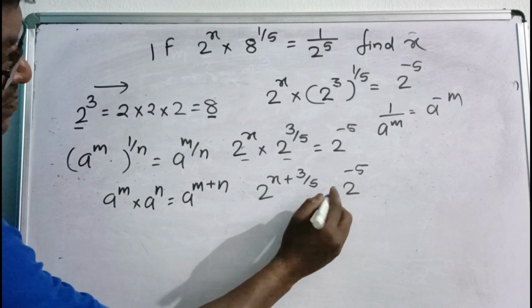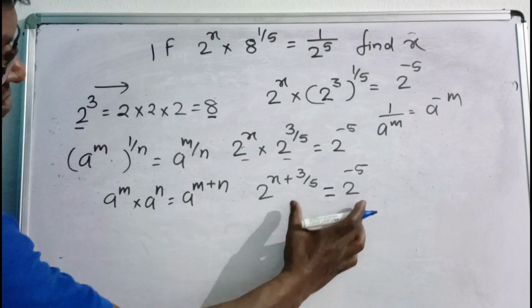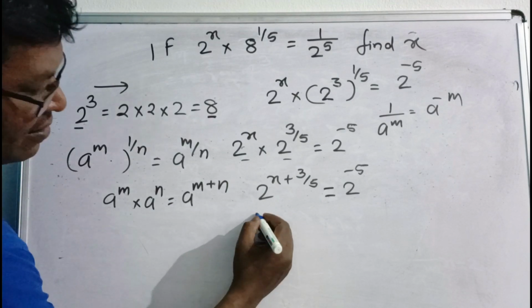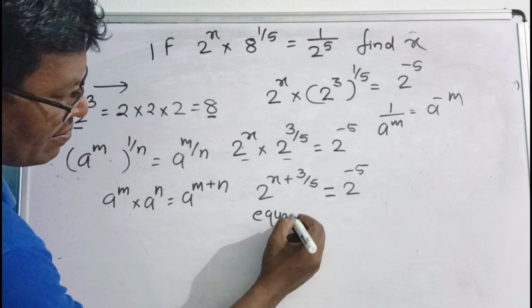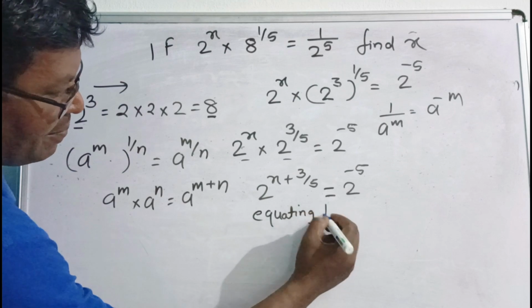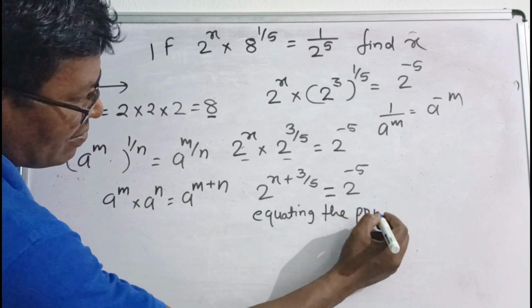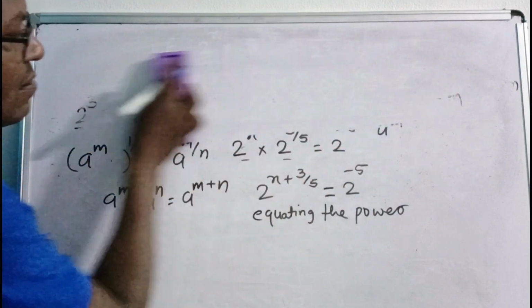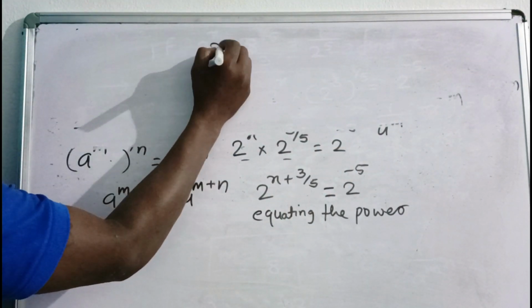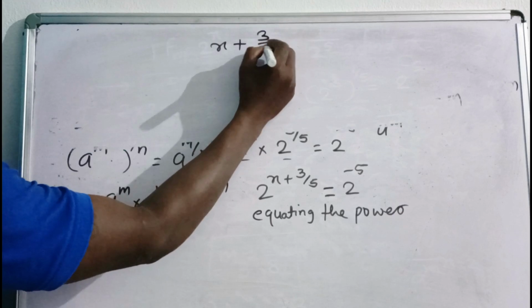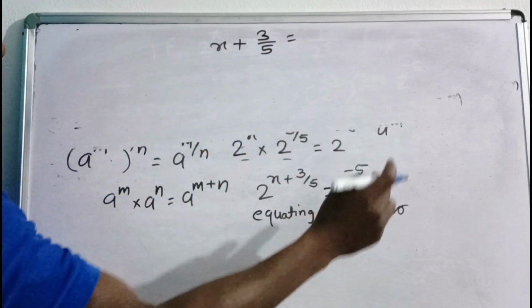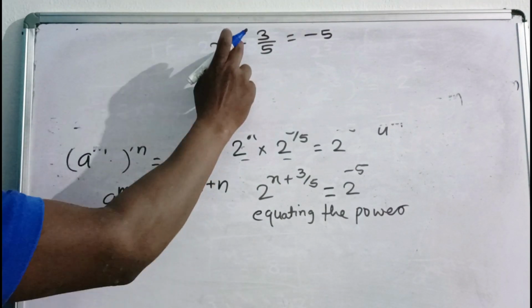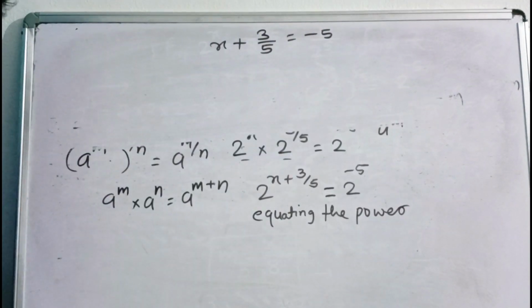अभी यहां पर बेस सेम आ गया तो क्या होगा, equating the power. क्या होगा पावर इक्वेट करने के बाद, x plus 3 by 5 is equal to minus 5. 3 by 5 राइट हैंड साइड लेके जाएंगे.